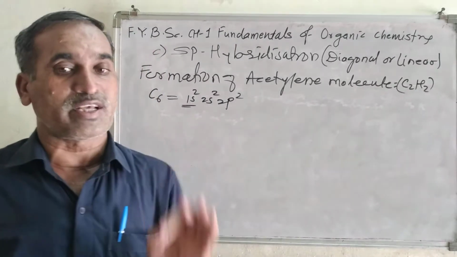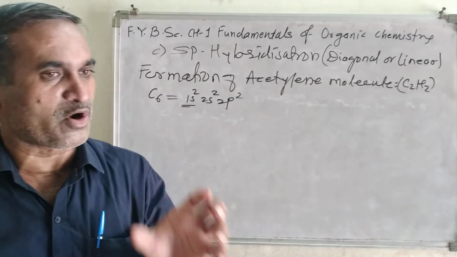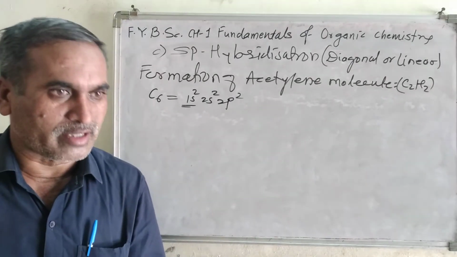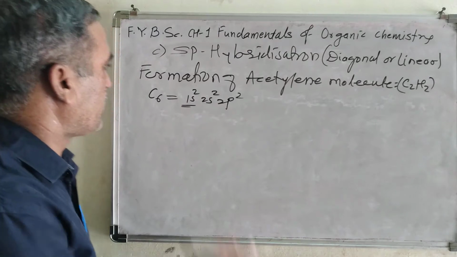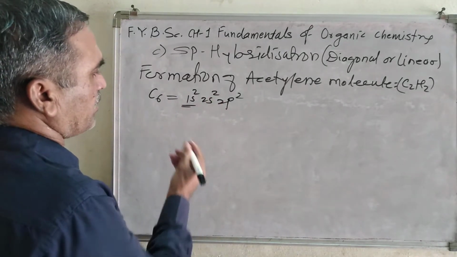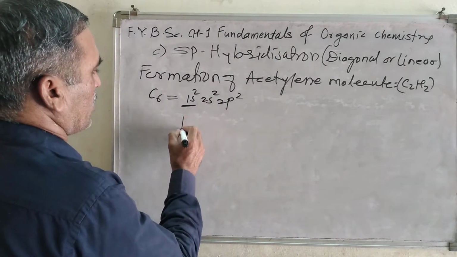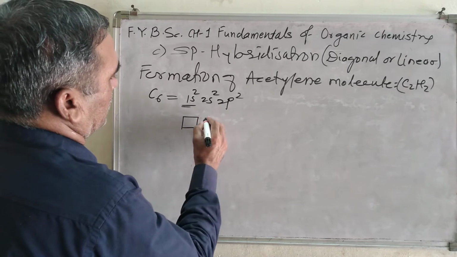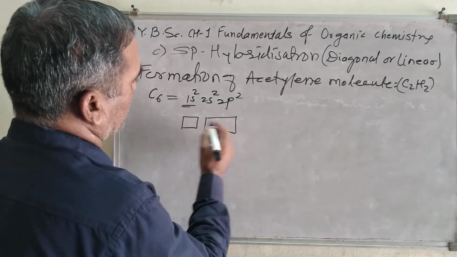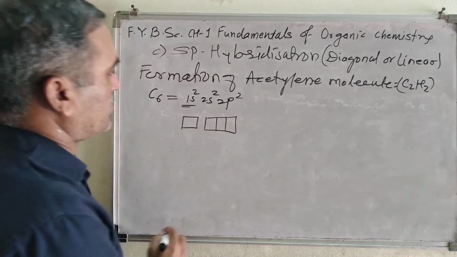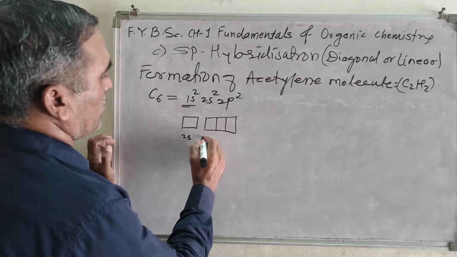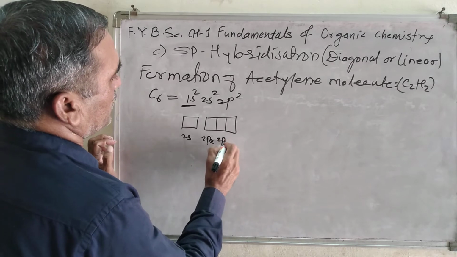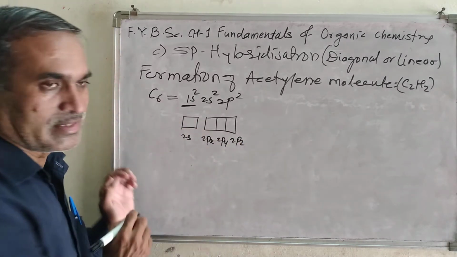Valency means what? It is the capacity to form a bond with another atom or element. Now here again, write the ground state electronic configuration of this. As we know, this is the 2s orbital, and these are the 2px, 2py and 2pz orbitals.